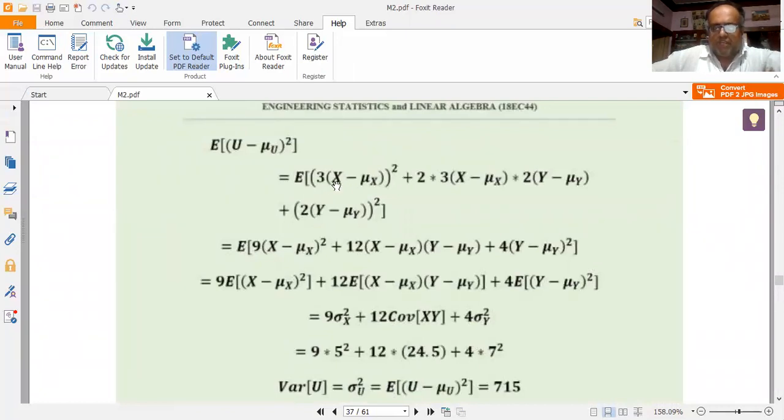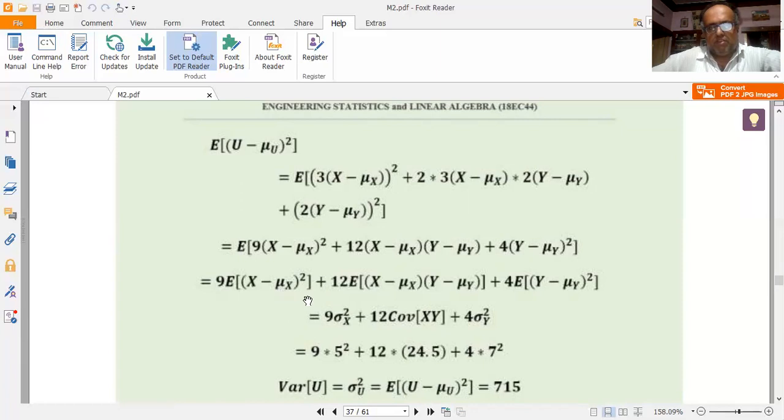I get expected value of 3 into x minus mu x plus 2 into y minus mu y, the whole square. Or rearranging the terms, I get E of 9 into x minus mu x the whole square plus 12 into x minus mu x into y minus mu y plus 4 into y minus mu y the whole square. The expected value of a constant is a constant, so 9 I can pull it outside. So this is equal to 9 E of x minus mu x the whole square plus 12 E of x minus mu x into y minus mu y plus 4 E of y minus mu y the whole square.